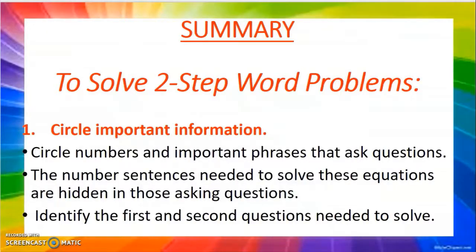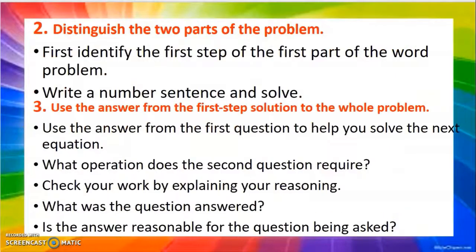To summarize our lesson, to solve two-step word problems, we're going to circle important information, distinguish the 2 parts of the problem, and use the answer from the first step solution to solve the whole problem.